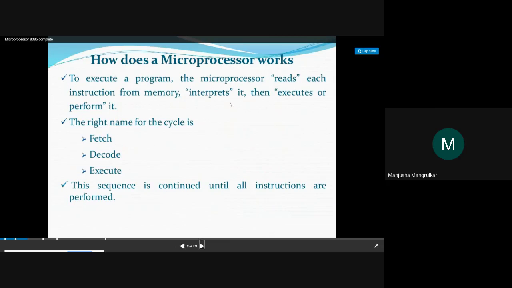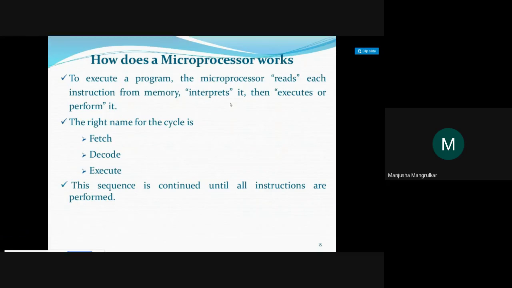How does the microprocessor work? This is very important. How is the microprocessor used to execute a program? The microprocessor reads each instruction from the memory, interprets it, meaning it determines what to do with that instruction, and then executes or performs it. So this is how a microprocessor works. It first executes the program. The program reads each and every instruction from the memory in a sequential manner, right?